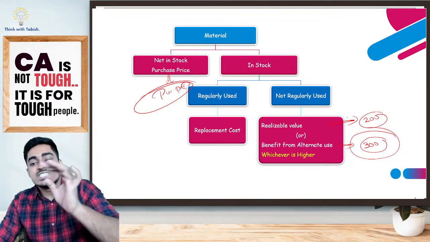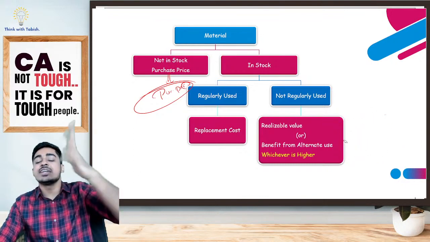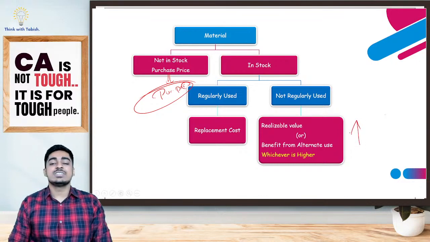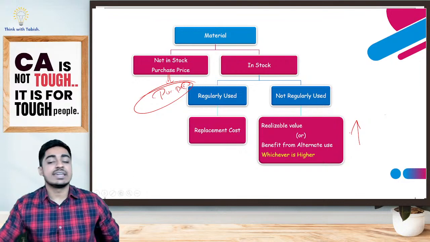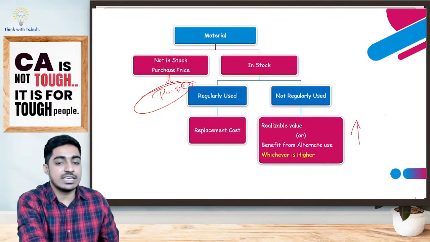So it is the realizable value, or if there is any alternate use, I can alternatively use it for that. What is the benefit I get from alternate use? Whichever is higher, that is the relevant cost. Is it clear, students? This is in the case of material.